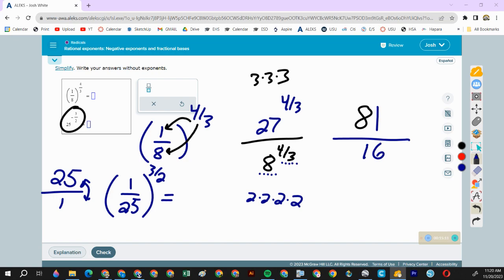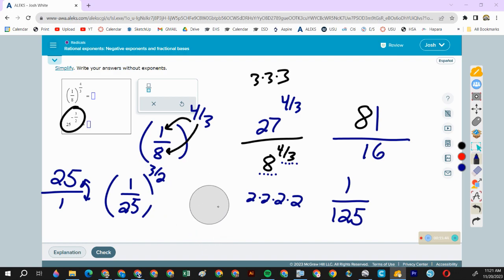Okay, and then you distribute it. You get 1 to the 3/2 over 25 to the 3/2. And the 1 is just going to be 1. What about the 25? Can 25 be split into 2 equal multiplications? 5 times 5. How many of those are in our answer? 3 of them. And that makes 125.